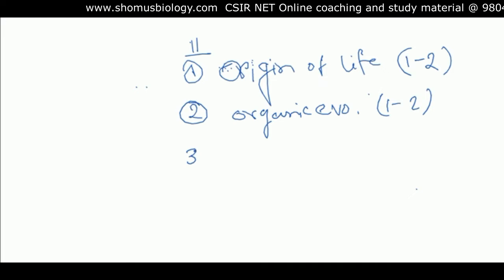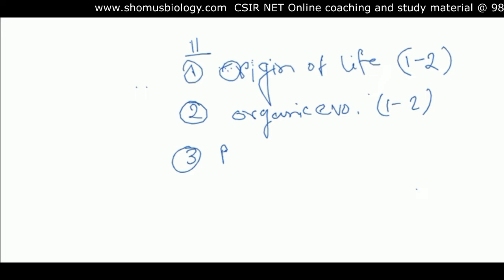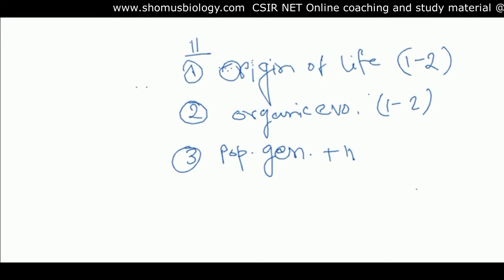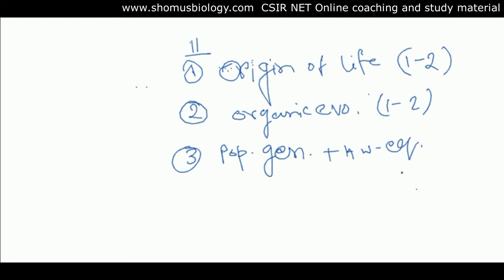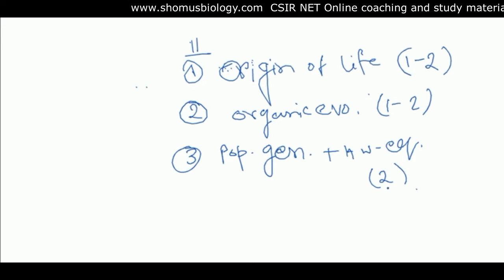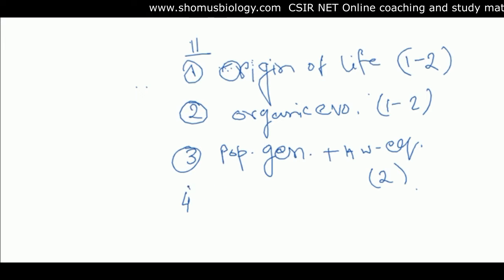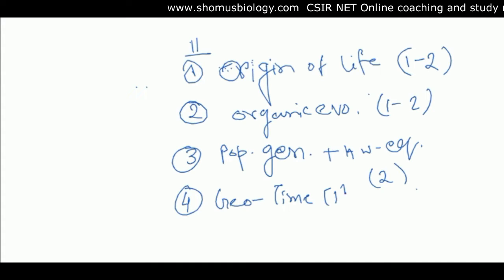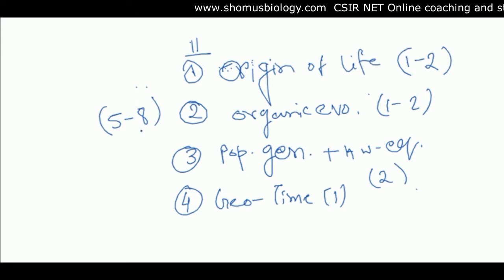The third important thing here is population genetics. Now this is a very important part, including Hardy-Weinberg equilibrium. This is where you will get 1 to 2 questions again. And the fourth one is the geological time scale, 1 question from there. So in a sense you can get 5 to 8 questions from module number 11, somewhere ranging between 5-6 questions that they ask every year from unit number 11.